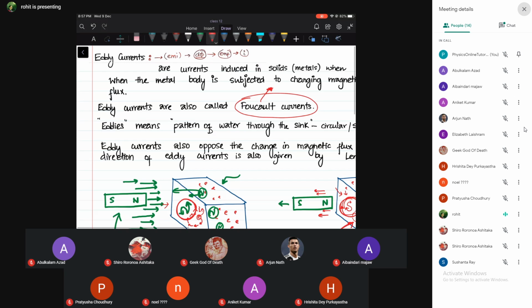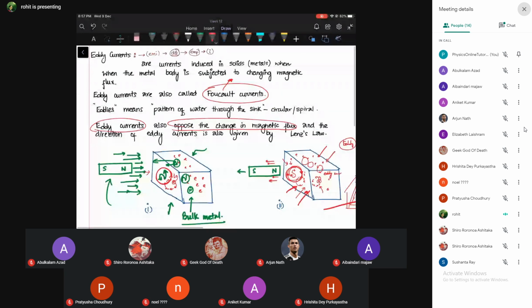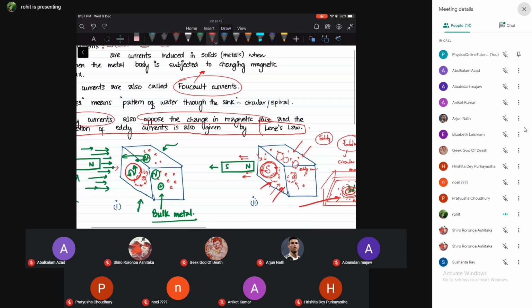Now the important part is this: eddy currents are always developed to oppose the change in magnetic flux, just like the other currents that we have seen earlier in electromagnetic induction. And the direction of eddy currents is also given by which law? Lenz's law. So we have just applied Lenz's law again. You can check, we have done that.